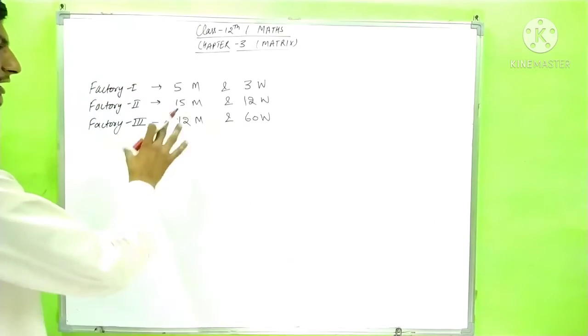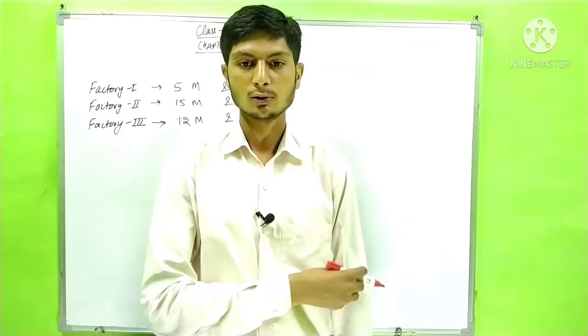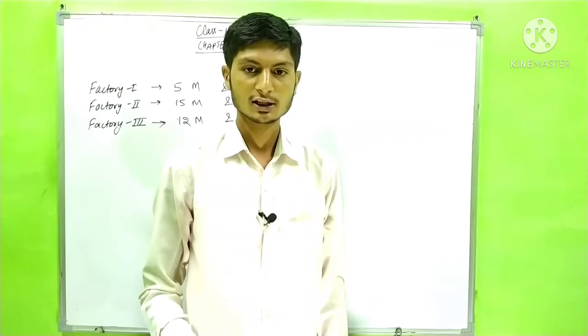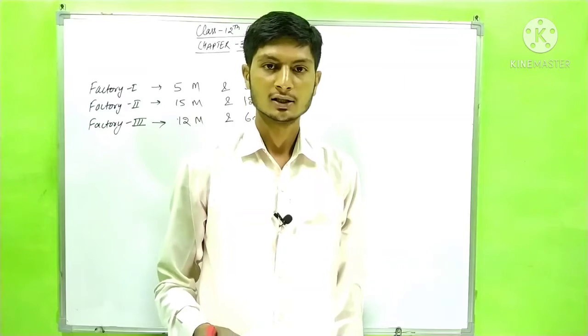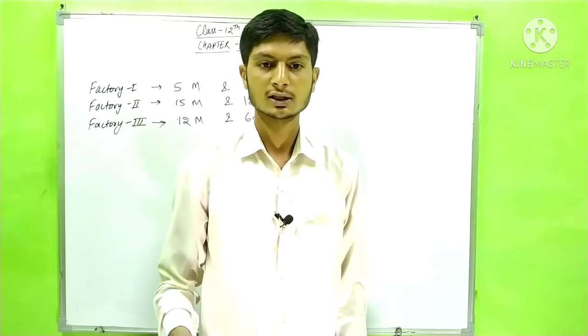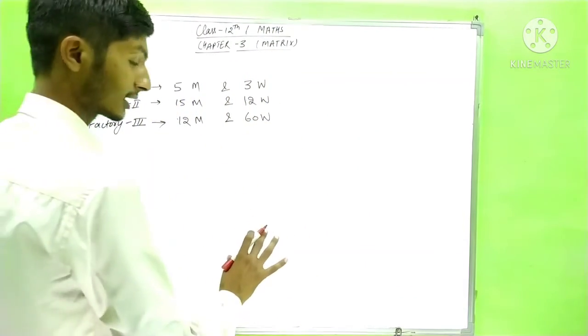So we can represent these data in the form of equation or in the form of matrix. So what is a matrix? A matrix is a form of representation of a data. So we can simply represent the data in the form of matrix, which can be solved later. So we can represent these data in two ways.